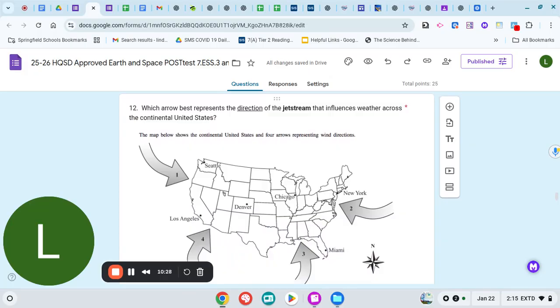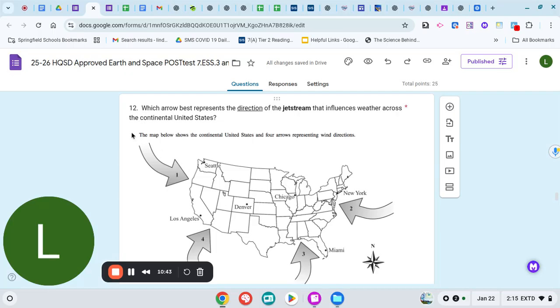Number 12, which arrow best represents the direction of the jet stream that influences weather across the continental United States? Again, which arrow best represents the direction of the jet stream?